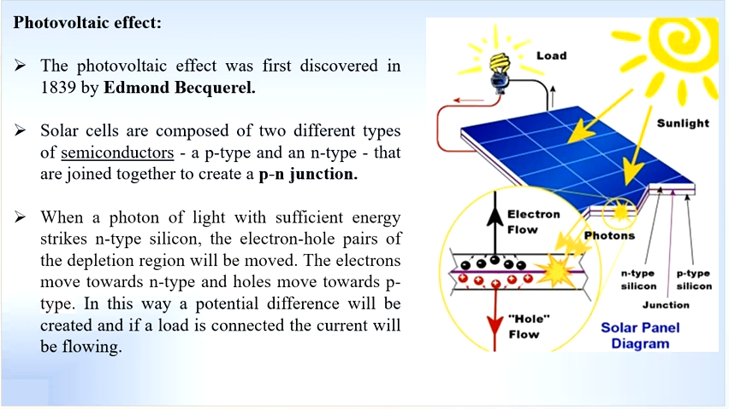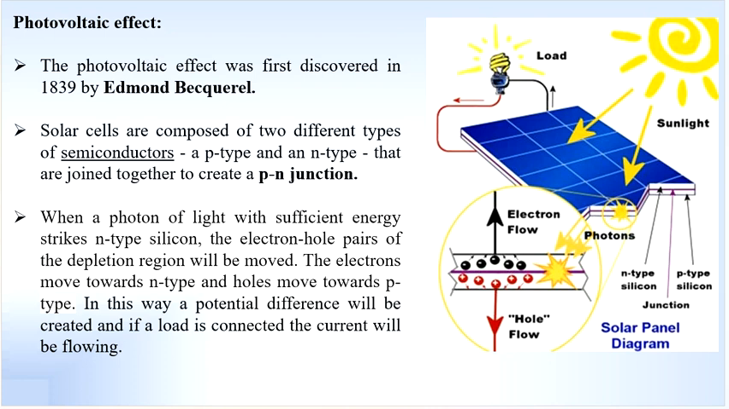Okay, that is what is mentioned here. The electron hole pairs of the depletion region will be moved only when a photon of light with sufficient energy hits or strikes the n-type silicon. The electrons move towards n-type and holes move towards p-type. What are these holes? Holes are the ones having positive charge, and electrons are the ones having negative charge. This is from the physics concept. When they are moving, we are getting current. Current is nothing but rate of flow of charge, right?